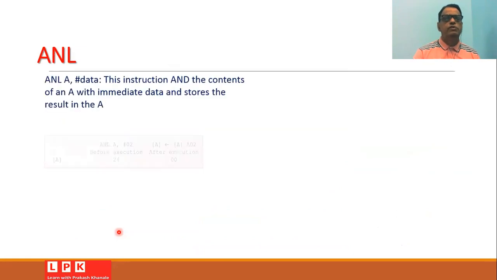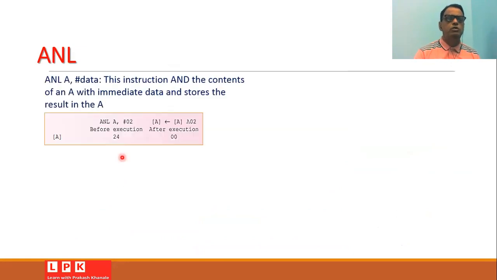So let us start the discussion with these instructions. The first instruction is the AND logic, ANL A, #data. This instruction will AND the content of the accumulator with the immediate data. We know that the logical AND operation is a kind of multiplication operation. If either of the two bits is 0, then the result will be 0. Only if both the bits are 1 will the result be 1.